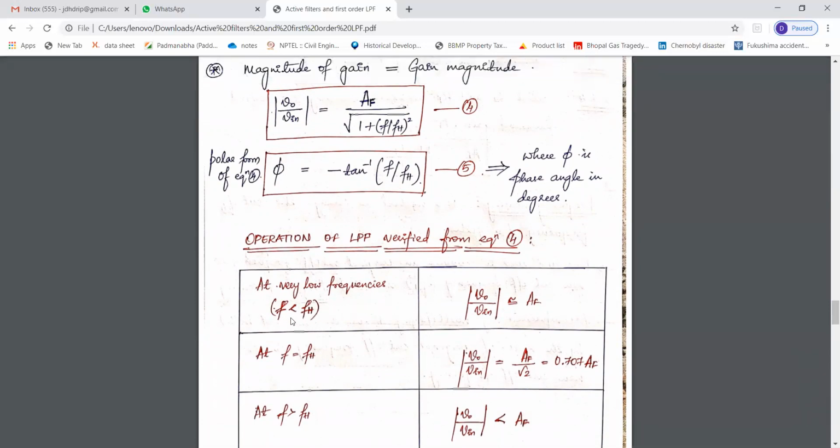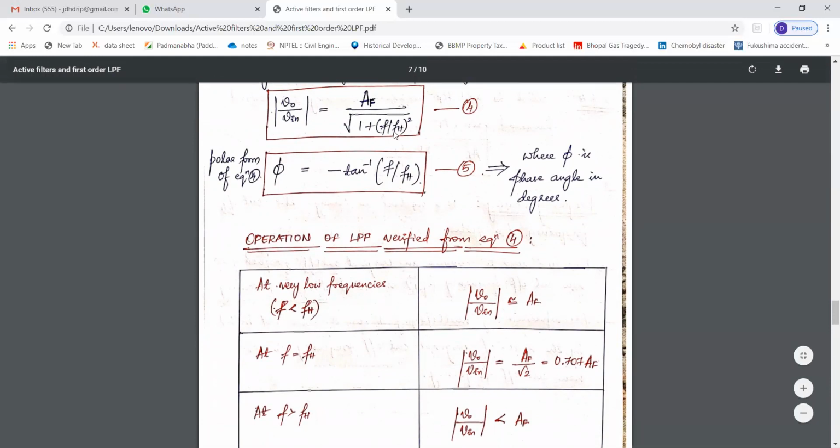Now, if this F is lesser than the higher cutoff frequency in this equation, if it is very much less, this term will almost be equal to 0, and square root of 1 will just be 1. So this will be AF by 1. It is nothing but AF.